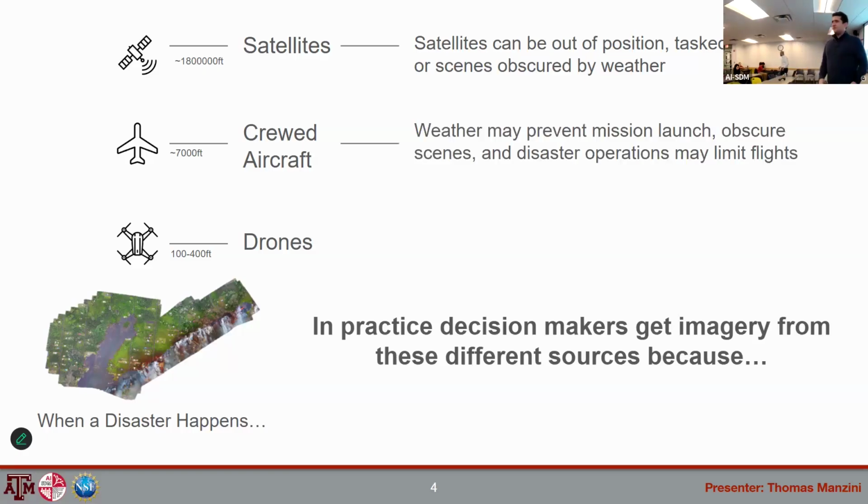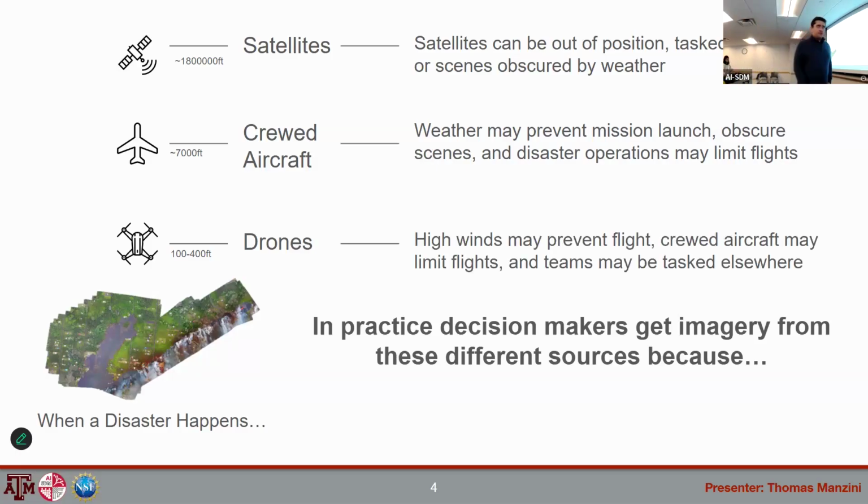Flip side, crewed aircraft: weather, high winds, a lot of these major disasters are caused by weather events. So getting crewed aircraft into the scene is sometimes a difficult task. At the same time, there may be operations going on in the disaster scene that prevent or limit the use of crewed aircraft. It can be risky to put a person in an airplane over a disaster scene when there's a bunch of things going on. And then lastly, for drones, high winds may prevent the flight. Crewed aircraft traffic in the scene may cause drone flights to be risky and then pushed off. And the teams themselves are strategic resources, so you need to be choosy about where the drone teams get sent.